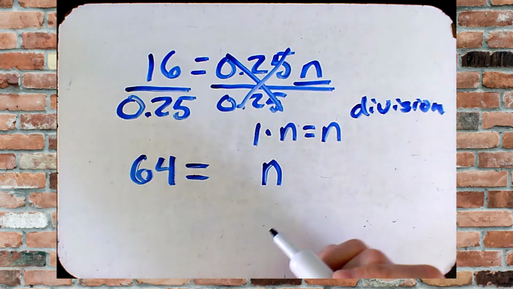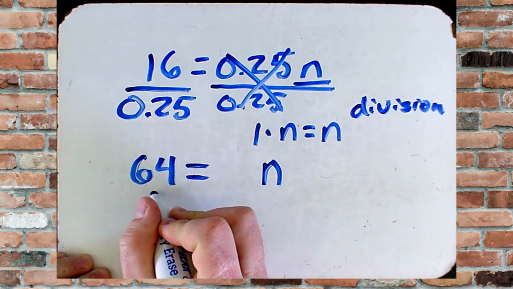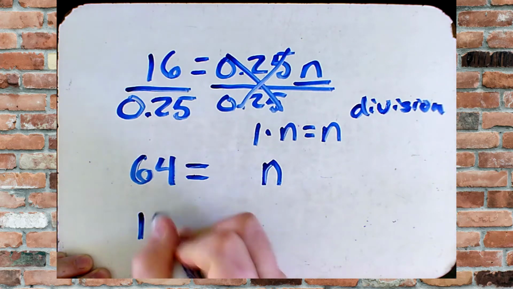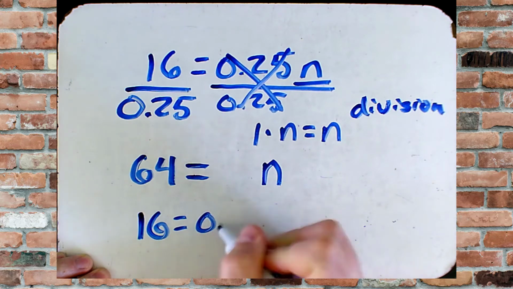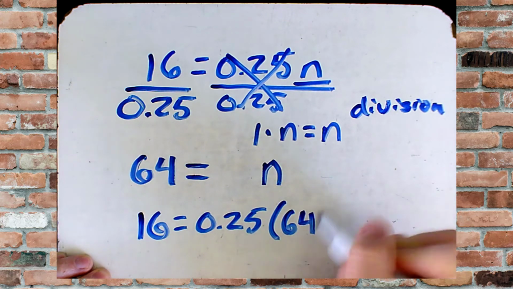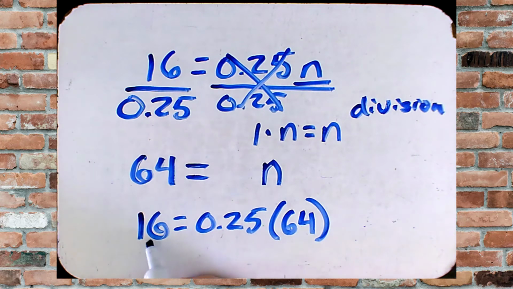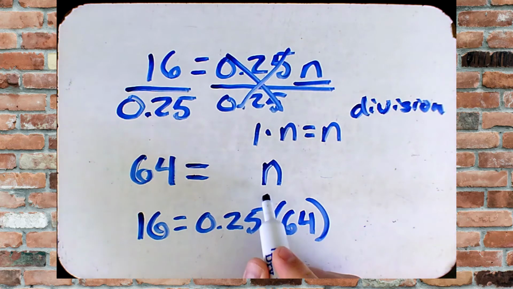I can always check to see if my solution is correct by putting 64 back into my original problem. So 16 equals 0.25 times 64. And I put the 64 in where the n went. Now I do 0.25 times 64 on my calculator. And if it gets me 16, I know my solution is correct.